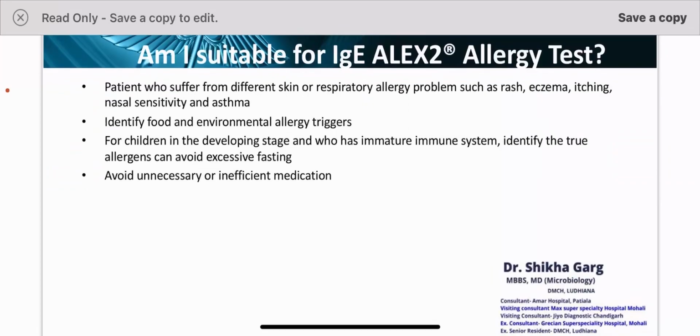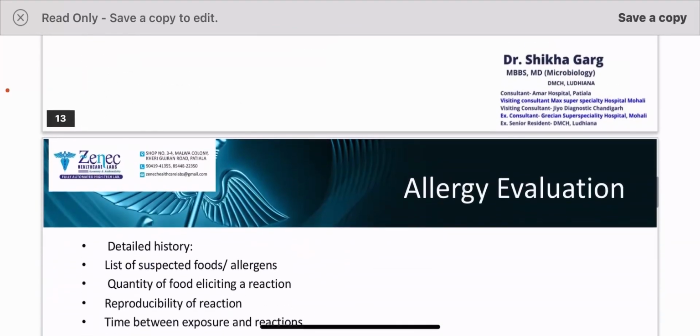Yes. If a patient is having any skin or respiratory problem, or is having any of the symptoms which we discussed, or if you want to identify food and environmental allergy triggers, or for children in the developing stage who have an immature immune system, you want to identify the allergen and also to avoid unnecessary and inefficient medication. So these are the 4 ways in which we can recognize whether we need a test or not.